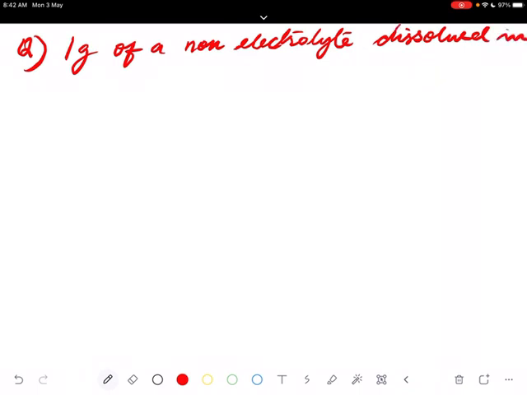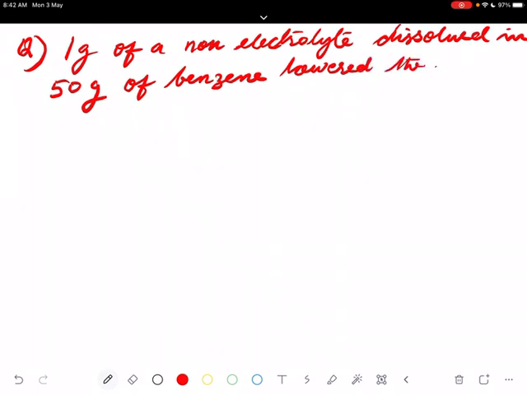Okay, 1 gram of a non-electrolyte dissolved in 50 gram of benzene lowered the freezing point. Lowered the freezing point by, see the difference, by 0.4 K means that is the difference. Lowered by 0.4 Kelvin. So you don't have to find out the difference. Delta TF is already given.